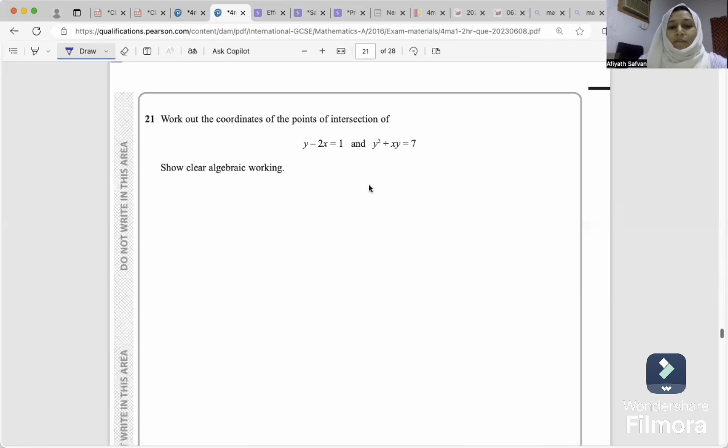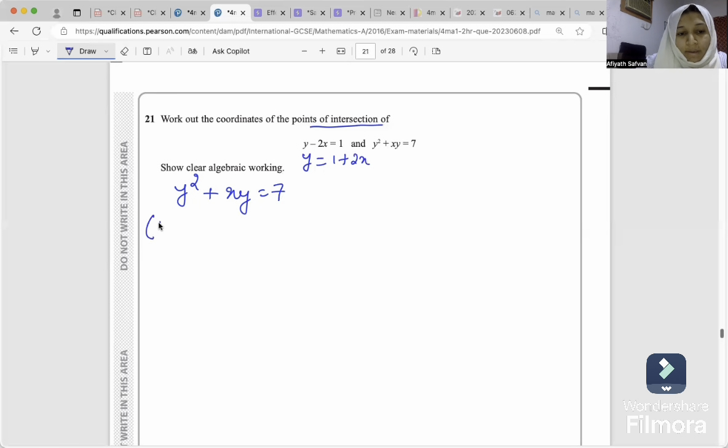Question number 21. Work out the coordinates of the points of the intersection. Show your clear algebraic working. So I'm going to solve these two simultaneous equations using the substitution method. So it will be y squared plus xy is equal to 7. And on this side, I'm going to express y is equal to 1 plus 2x. So I'm going to substitute for y as (1 plus 2x) whole squared plus x times (1 plus 2x), which is equal to 7.